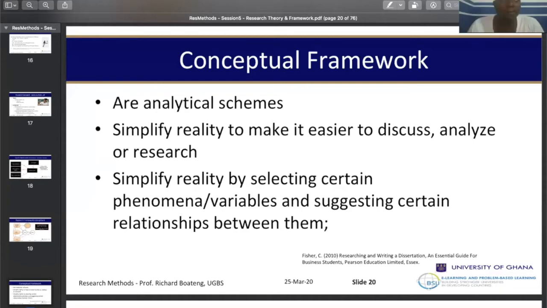Okay, Prof. What I'm asking is, is the conceptual framework likely to change at the end of the work? Because what I see, the H is more like the hypothesis.